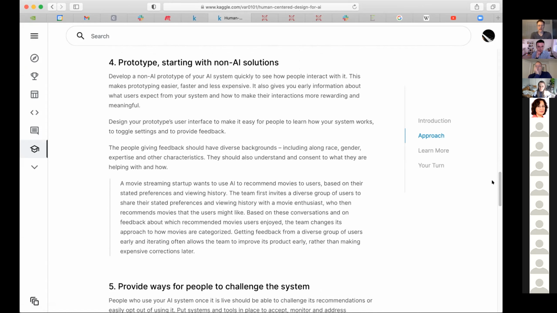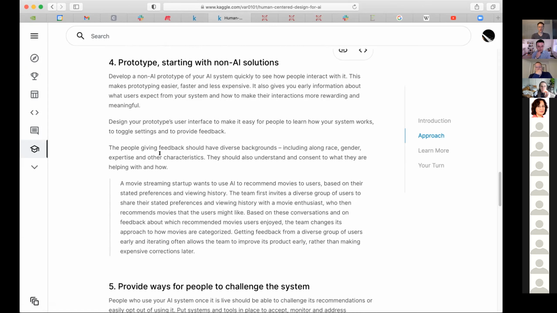Prototype, starting with non-AI solutions. This is really not so much an AI specific recommendation, just more of a product development recommendation in general. You always want to keep your potential user base, potential customers in the loop, just general business sense, so you develop prototypes to get some feedback on how people may engage with your system before investing lots and lots of effort in model training that may not turn out to have been useful.